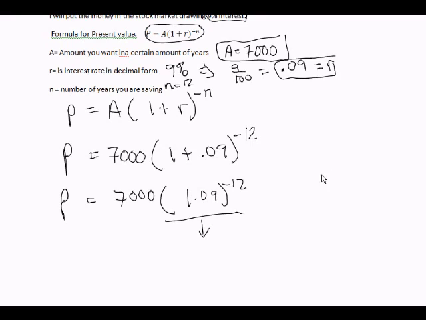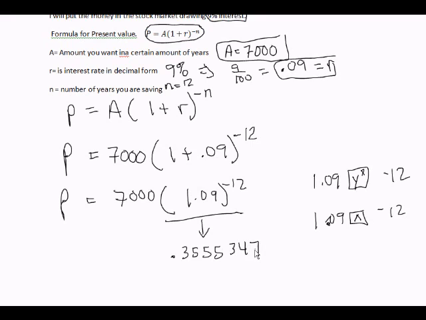Now, you need to make sure you know how to type this into your calculator. 1.09. Some calculators have a YX button. That's how you raise it to a power, raised to the negative 12. Or some calculators have 1.09, and they have this arrow up button, which raises it to the negative 12 power. So however you do it, you should get 0.3555347. So this is what I get when I take 1.09 raised to the negative 12 power. Practice this and make sure you get it so you're typing it into your calculator correctly.